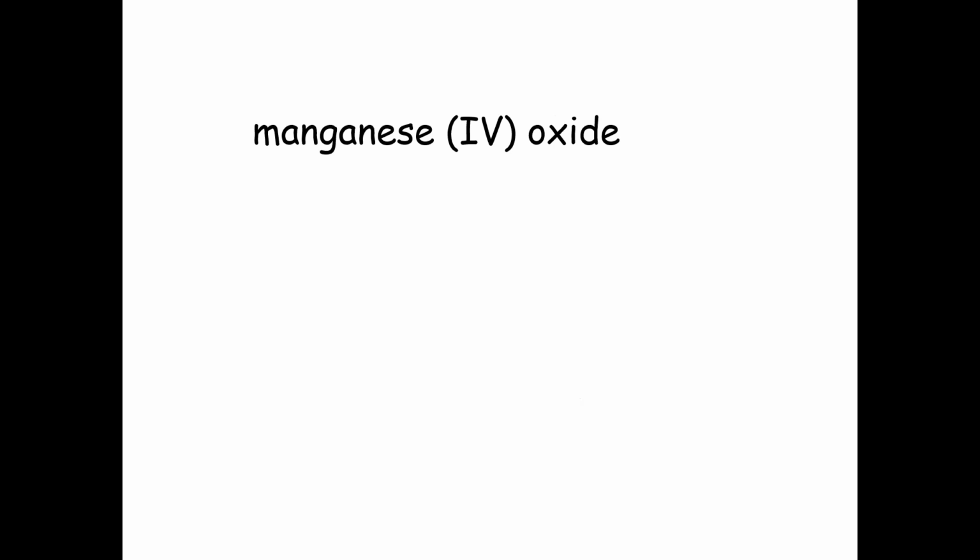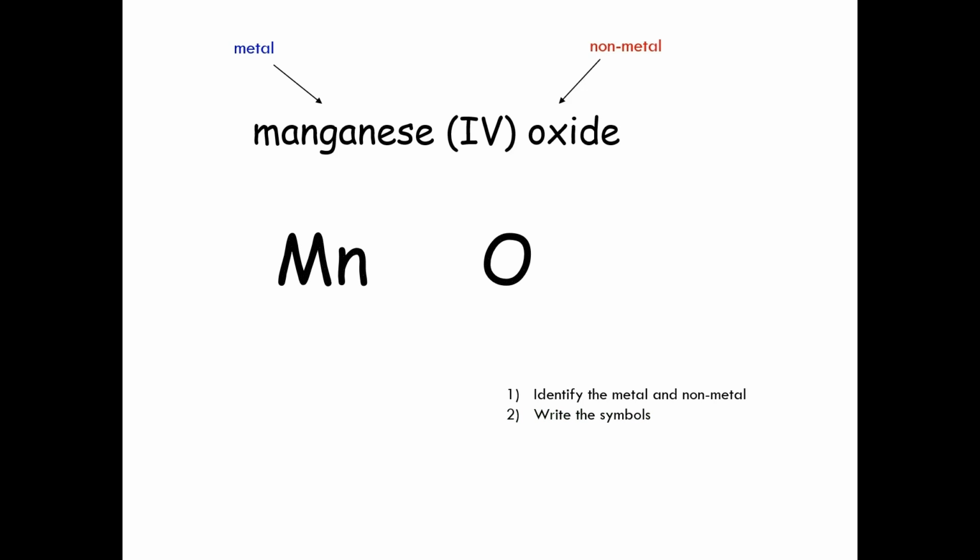This next example is manganese, Roman numeral 4 oxide. Now, identify the metal and the nonmetal. The manganese is, of course, the metal, and the oxygen is the nonmetal. Write the symbols for these elements. So manganese is Mn, and oxygen is O. Write the charges. Because of the Roman numeral 4, I know the charge on manganese will be 4 positive, and oxygen, of course, is 2 negative because of its placement on the periodic table.